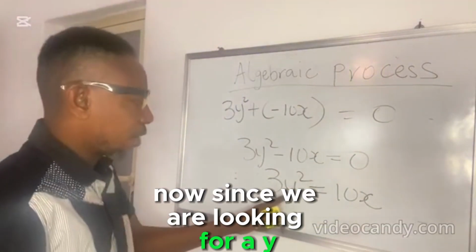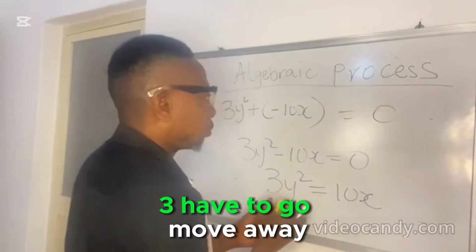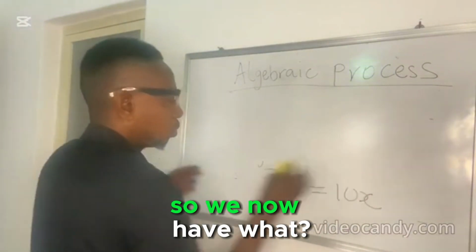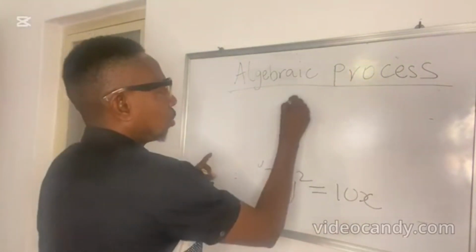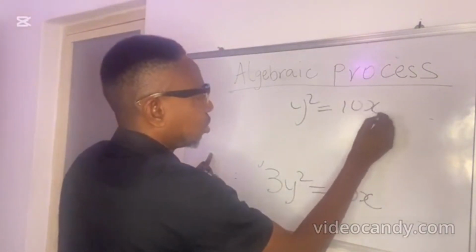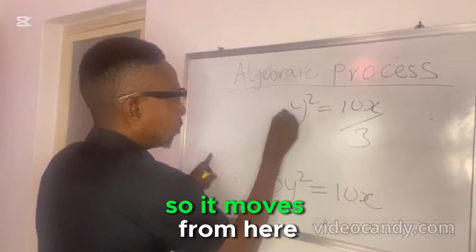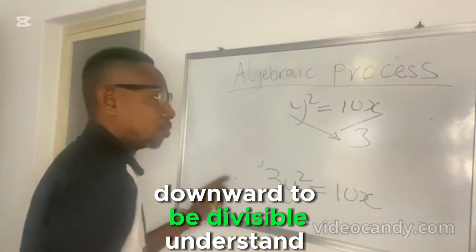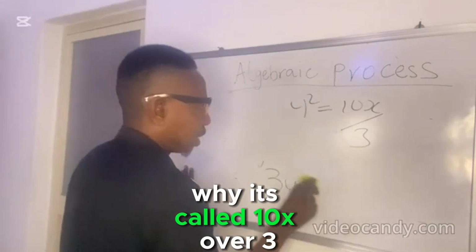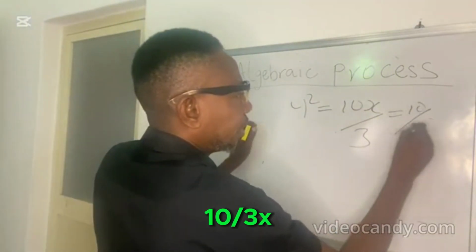Now since we are looking for y, this 3 has to come down. We have to move it away. So we now have y squared is equal to what? 10x all over 3. This 3 moves from here downward and becomes divisible. Understand? y squared is 10x over 3, so this is 10 all over 3x.